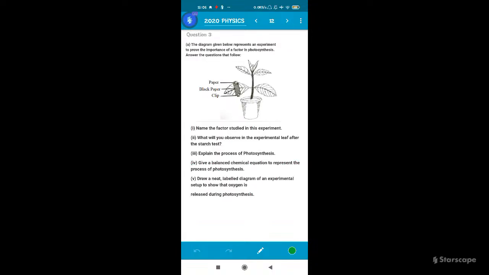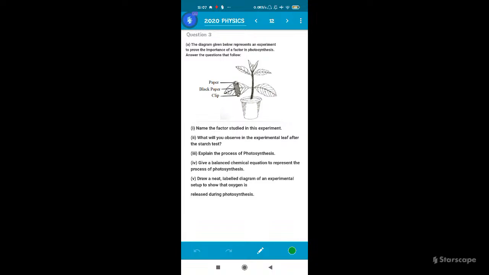Question number 3a. The diagram given below represents an experiment to prove the importance of a factor in photosynthesis. Answer the questions that follow. So this diagram is very much known to you, I guess. It is given in your book, and it is related to a very important factor which is an essential condition for photosynthesis to occur. So our first question is only that, name the factor which is studied in this experiment.